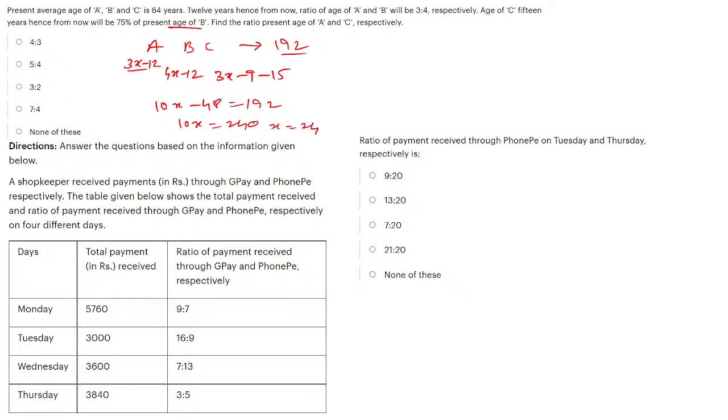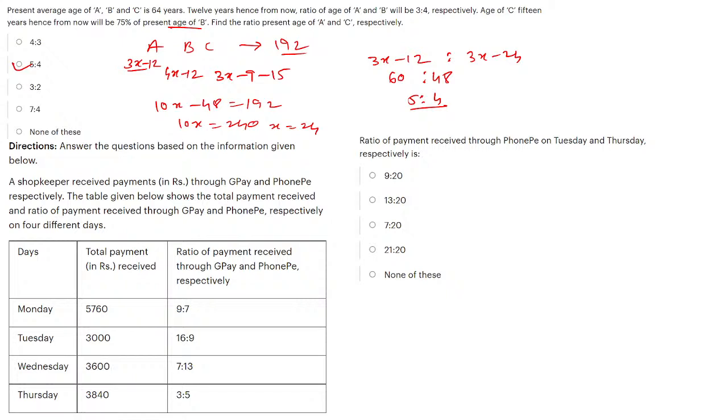Now anything you can calculate here. So the ratio of the present age, that means 3x minus 12, 60, right? And this is 3x minus 24. 3 into 24 minus 24. So 2 into 24, that means 48. So this is 4, this is 5. 5:4 is the answer. Now this is all the word problems.